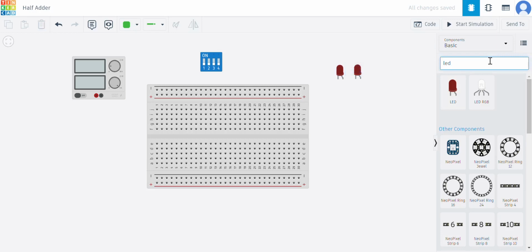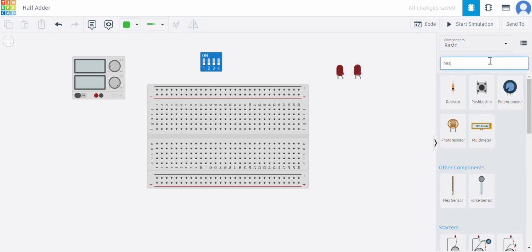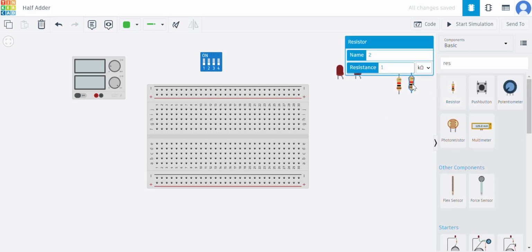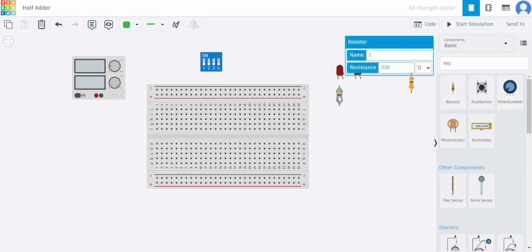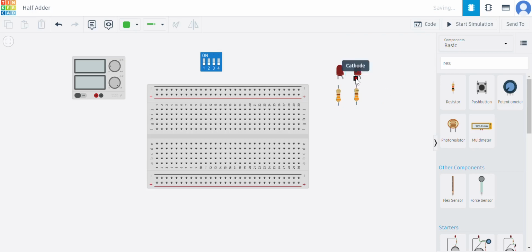So we also need two resistors because LEDs won't be able to handle such high voltage. So 330 ohms would be a good number. We connect the LEDs with the resistor at the cathode, and we give the cathode the negative terminal.